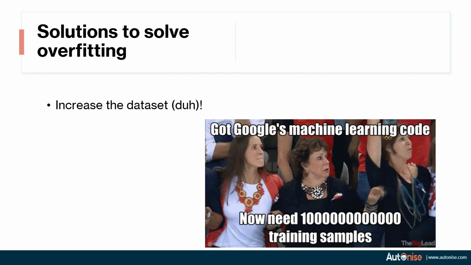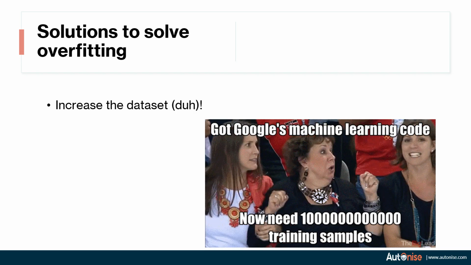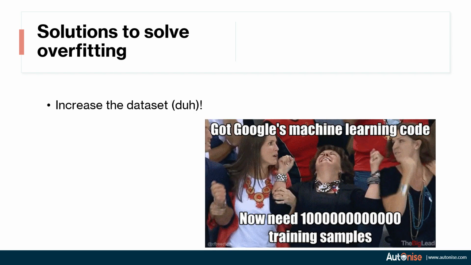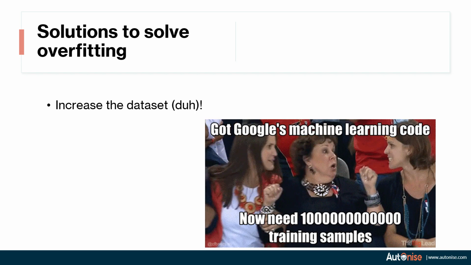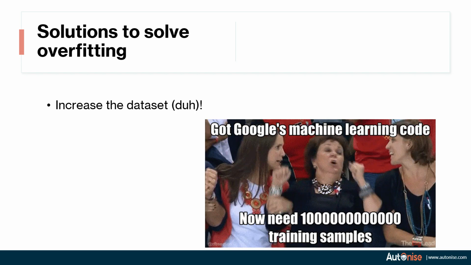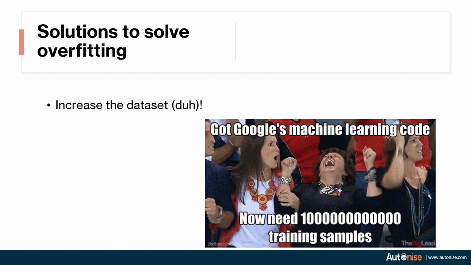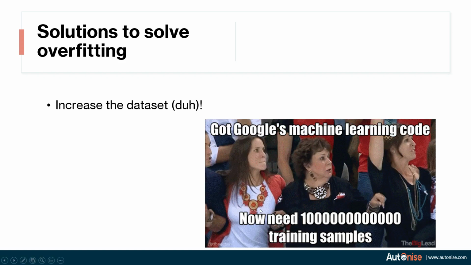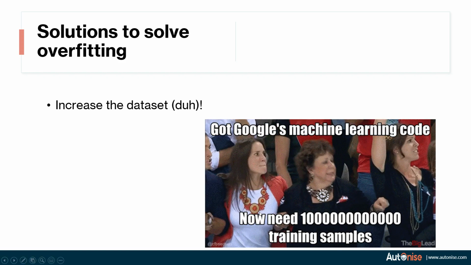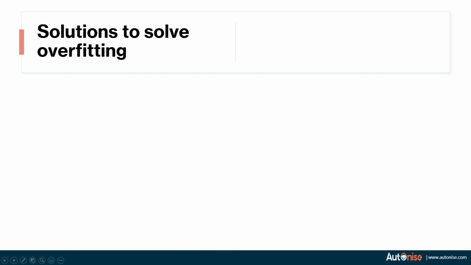So a data set is required, but there is a downside as well. Google and big corporations can take out such large data sets, but usually it's not very easy to find new data sets. So it's very costly to increase the data set. So what is the next solution? Is there another way in which we can solve overfitting?